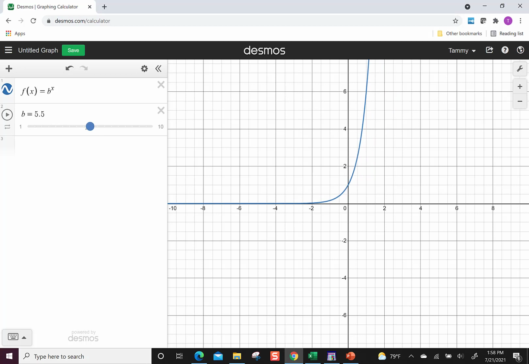So let's kind of step it through so you can see it. So here's 1, there's 2, 3, 4, right? And it's really getting bigger, so it's curving faster as I make the base bigger. And I only have this one set to go up to 10. So I want you to see that that curve happens a lot faster as the base becomes bigger.